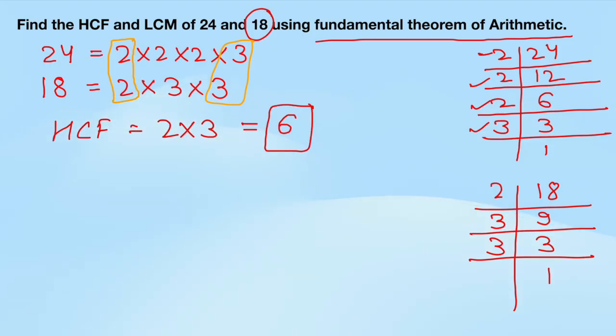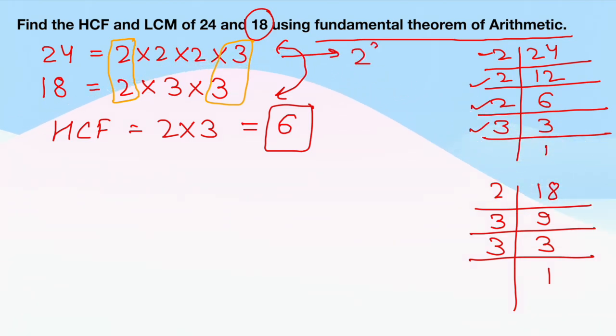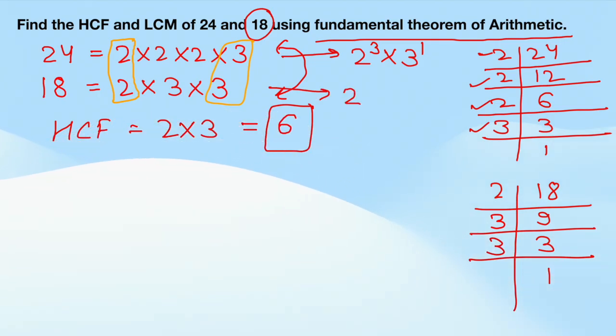Whenever I have to find the HCF using the fundamental theorem of arithmetic, first I have to write the numbers in terms of prime factorization form. Then whatever is common, I have to take and just multiply. Clear? Okay. Now what about the LCM? Again the prime factorization of these two numbers, and we have to take the highest power. 24 I can write as 2 to the power 3 into 3 to the power 1. 18 can be written as 2 to the power 1 into 3 square.